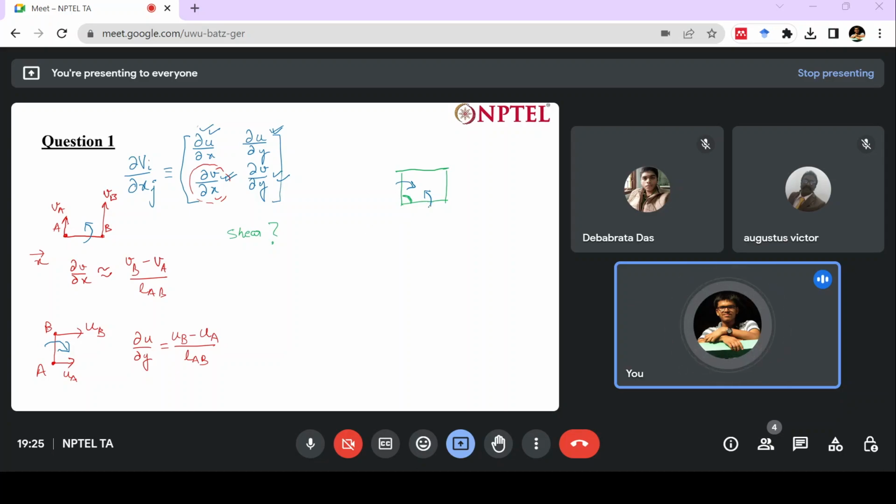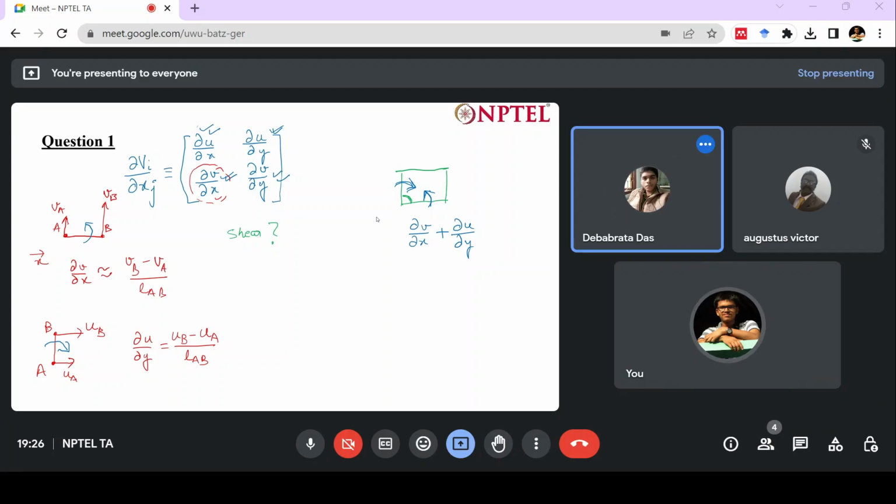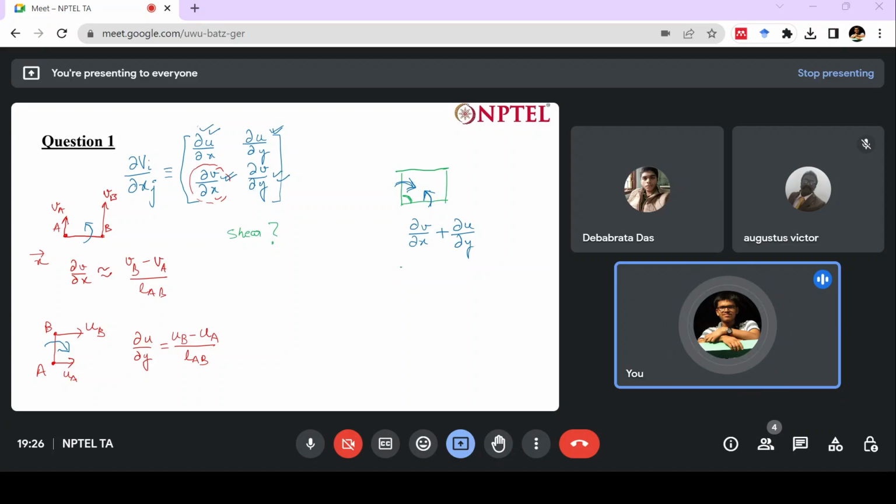This first rotation is my del v del x, and this second rotation is my del u del y. Now, if I add these two effects, what I will get is my shear strain rate, right? My shear rate. Do you understand? Okay. Please calculate this and tell me.